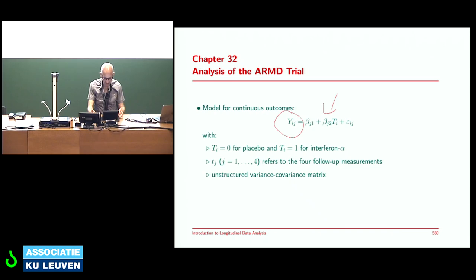So T_i is the treatment that patient number i takes, 0 for placebo, 1 for interferon alpha, the active treatment. But you see that on the parameters beta 1 and beta 2, there is a j indicating that you have intercepts, not so important, but you also have 4 treatment effects at each one of the 4 follow-up occasions, 4, 12, 24, and 52 weeks.